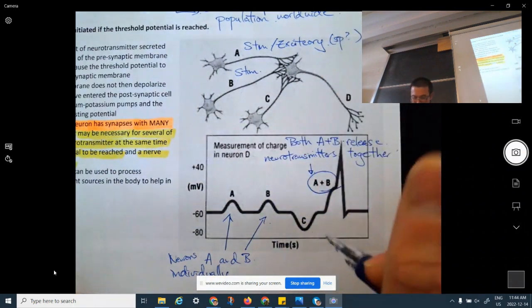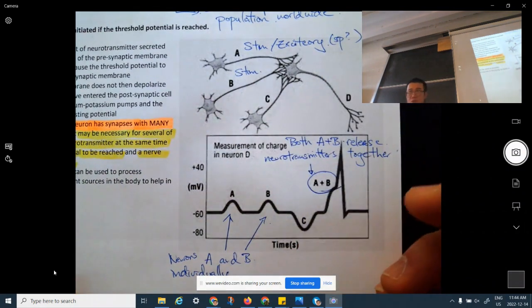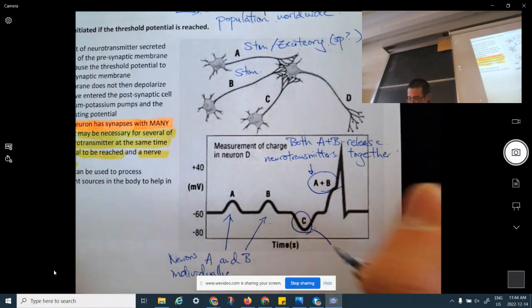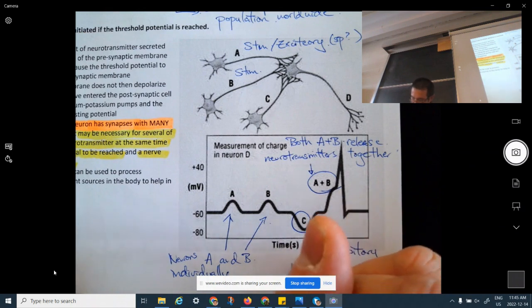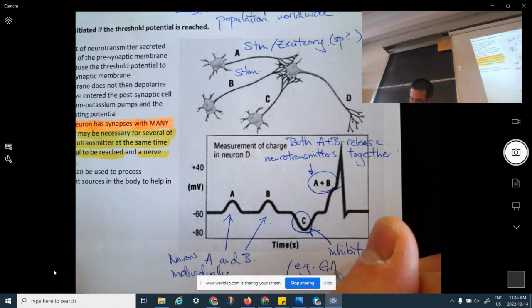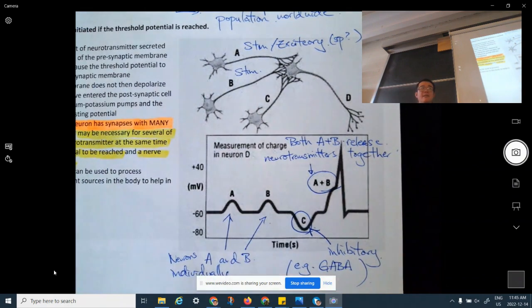Perfect. So it seems like for neuron C, the neurotransmitter that they sent out could be inhibitory. A very well known inhibitory neurotransmitter is GABA. GABA is an inhibitory neurotransmitter. So not all neurotransmitters are supposed to get things all fired up. Some are really just to calm everything down, so to speak.